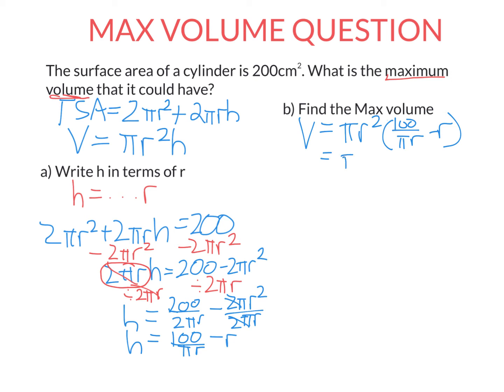So if I go pi r squared times 100 over pi r, the two pi's cancel out. So I have r squared divided by r. Well, that's again just r. So this first term is 100r. That's what I get when I multiply this and this. So multiplying pi r squared by negative r, I just get minus pi r cubed.